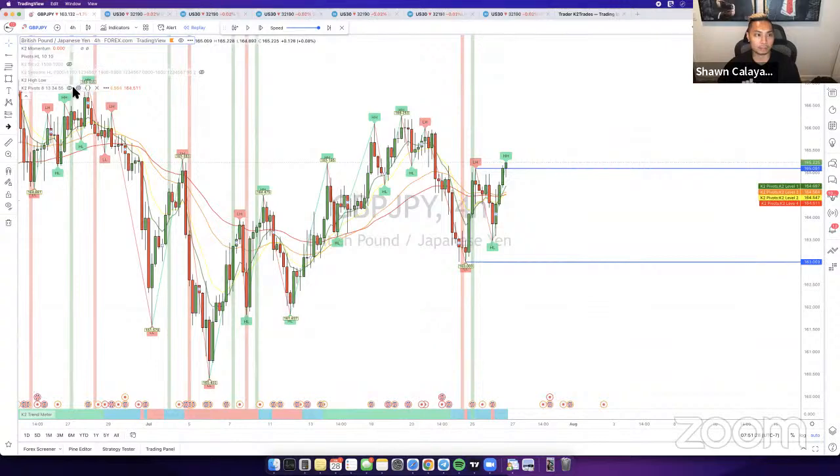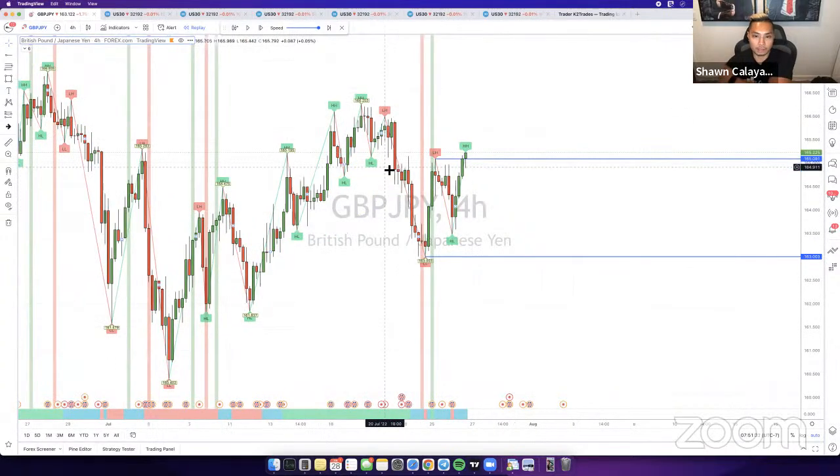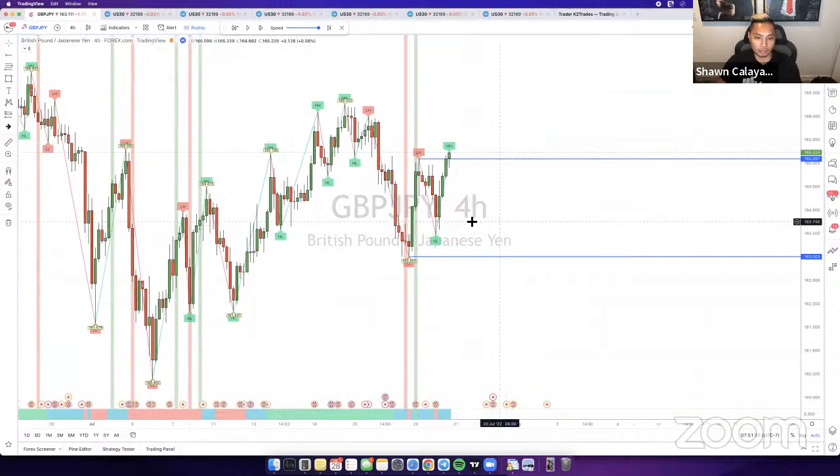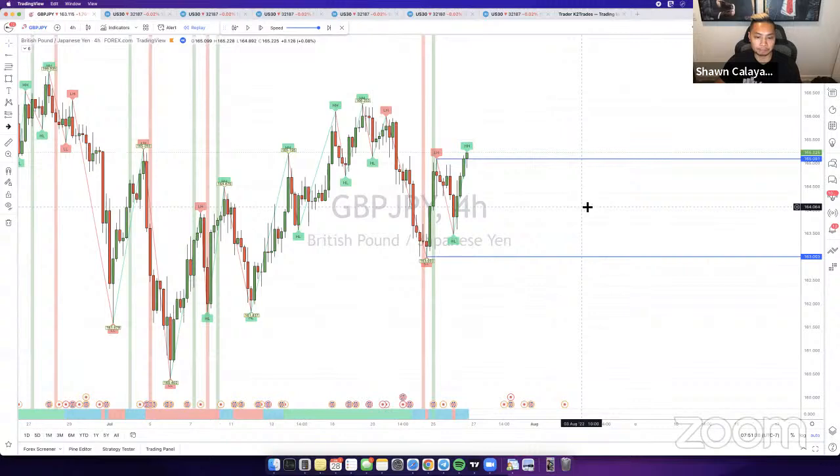So let me turn off the pivots. The pivots aren't really necessary for this strategy, just looking for the high-low. Let me show you guys what I identified when I was helping someone with the strategy. This is for the members who still want to trade Forex and just continue to trade it.